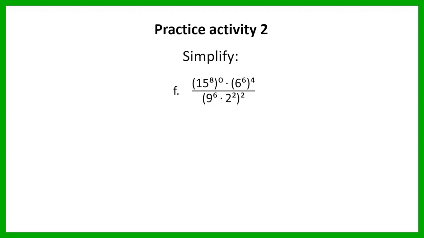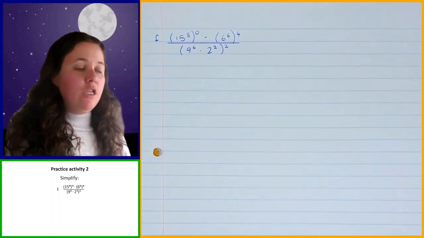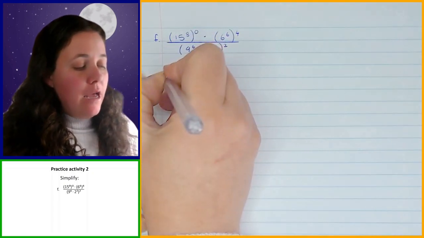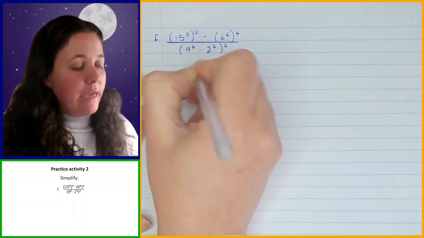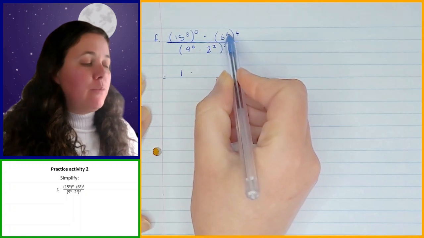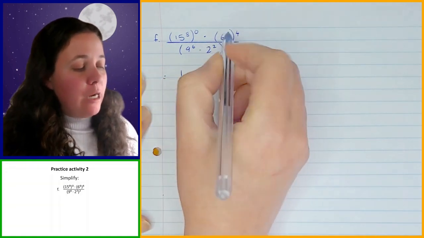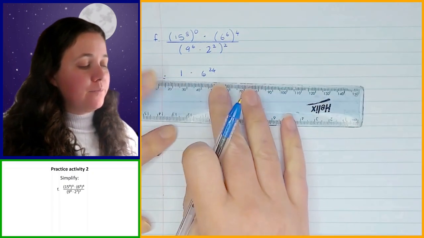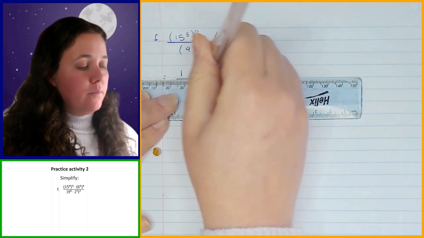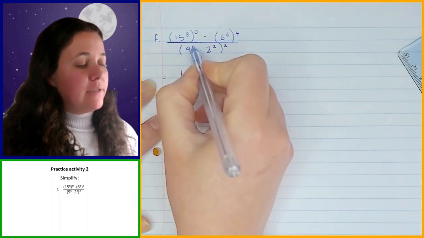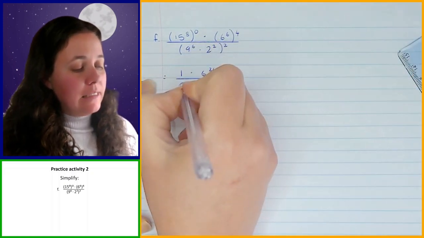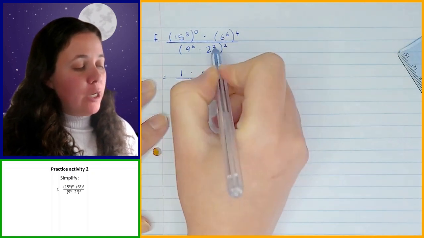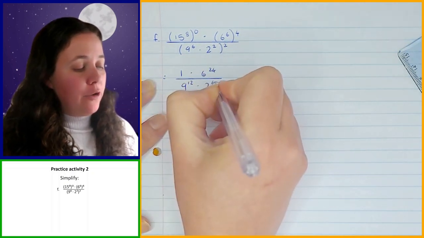Okay, so let's go through that question. So here we've got 15 to the power of 8 in brackets to the power of 0, that gives us 1, times 6 to the power of 6 in brackets to the power of 4 is 6 to the power of 6 times 4 is 24, over 9 to the power of 6 squared is 9 to the power of 12, times 2 to the power of 2 squared is 2 to the power of 4.